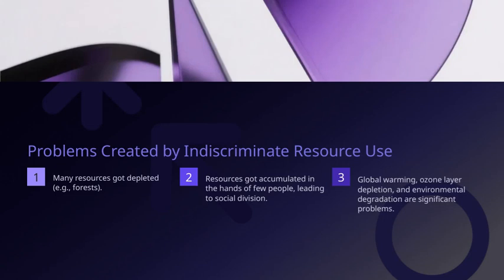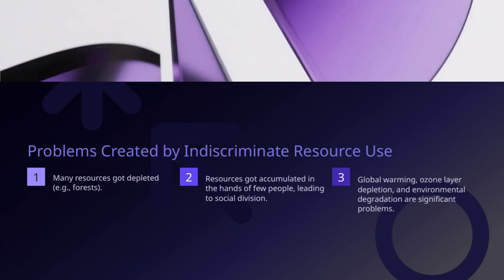Let's take a closer look at some of the problems caused by indiscriminate resource use. First, we see that global warming, ozone layer depletion, and environmental degradation are major issues that threaten our planet's health. These are interconnected problems that result from excessive exploitation and pollution.